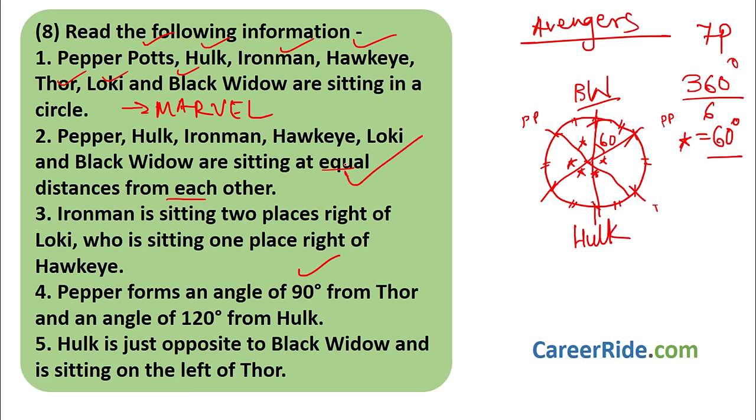Now, what is the second sentence over here? We have seen this. Equidistant, okay? We have seen the first, okay? What is here? Iron Man is sitting two places right of Loki, who is sitting one place right of Hawkeye. Okay? Say, if Loki is over here.